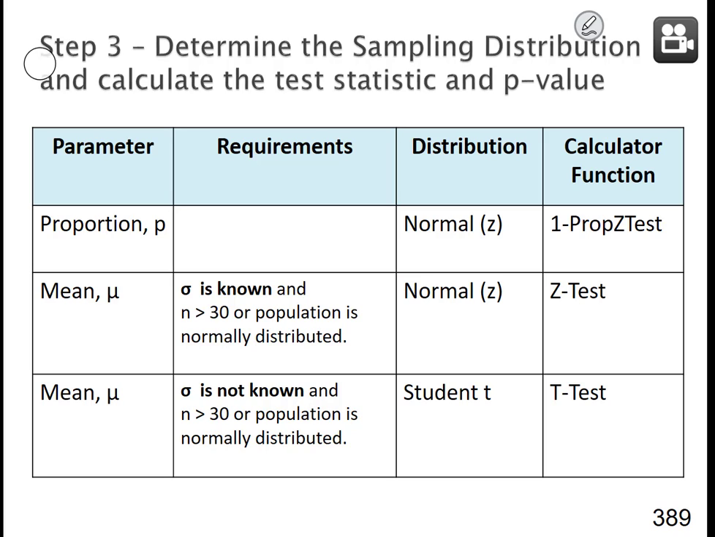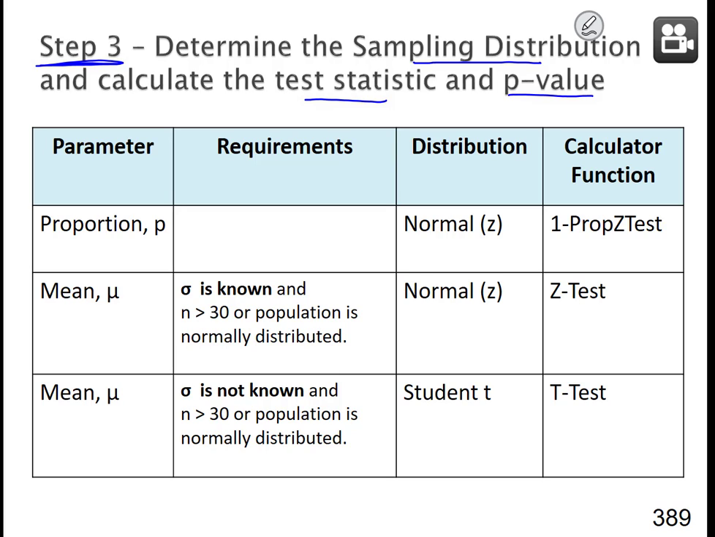So step 3 of the hypothesis test is where your big work is going to come from. We are going to determine the sampling distribution that you're going to choose and then calculate the test statistic and the p-value. And fortunately for you, everything is done on the graphing calculator. So I just want to walk you through these steps.